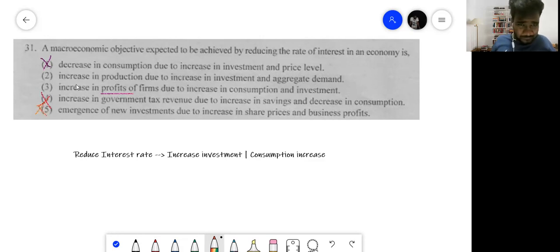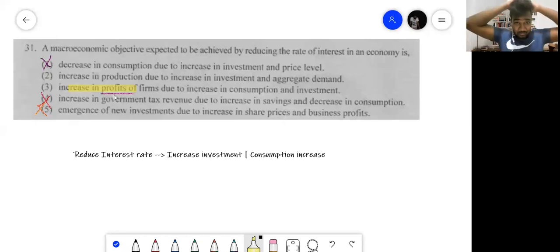Okay, which one do you think? 2 or 3? Which one is a better answer? 2 is a better answer, right? Now, you can't guarantee, right? By reducing the interest rate, you can't guarantee that the profits will increase. It doesn't make sense, right? How can you say that the profits of the firms have increased? So increase in profits of the firms due to increase in consumption, no.